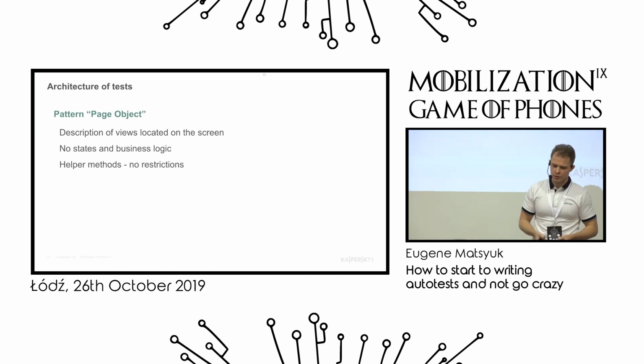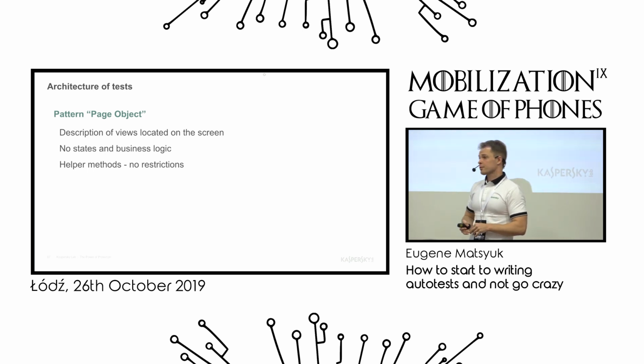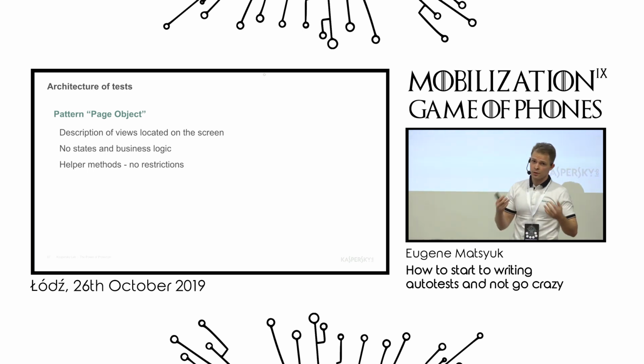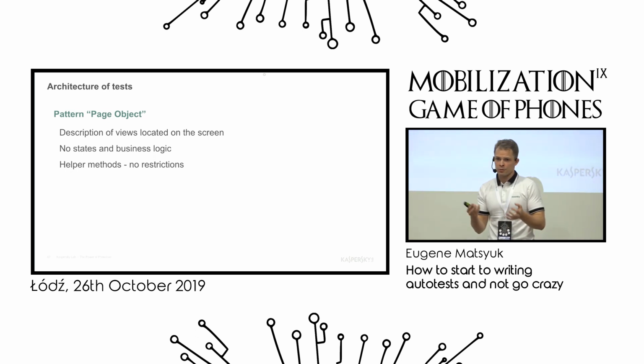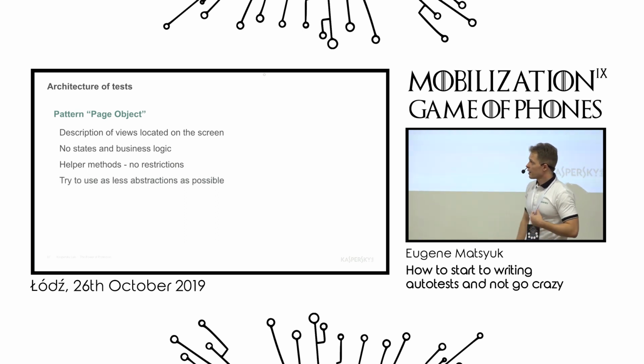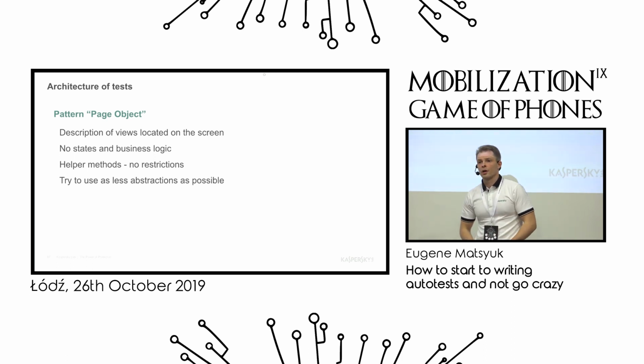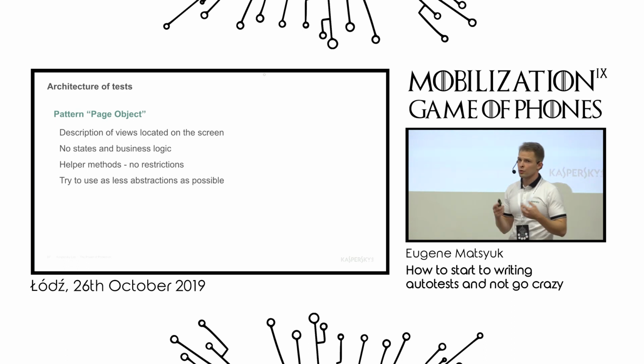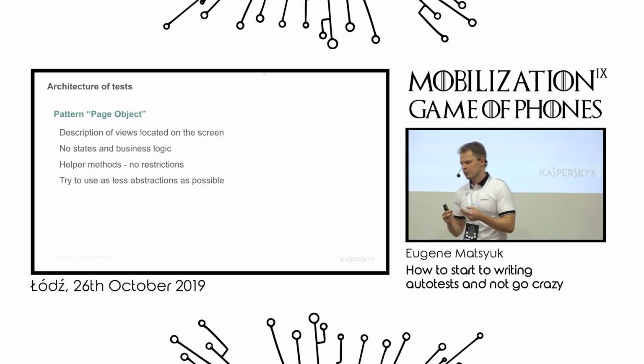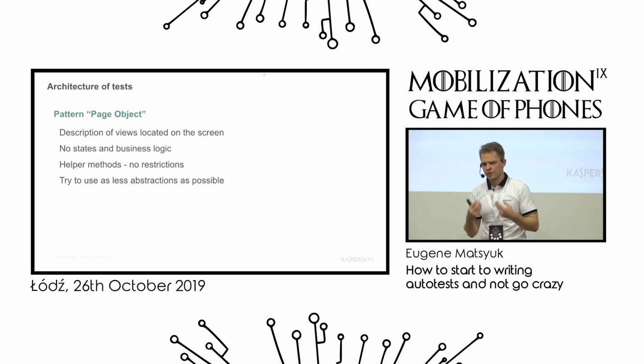You have no restrictions because you know the size of your mobile screens and the size of your web screens are absolutely different things. And the last thing is try to use as few abstractions as possible, because in the process of writing autotests not only developers will take part but also, for example, autotesters, testers, and it's very important to try to keep things as simple as possible.